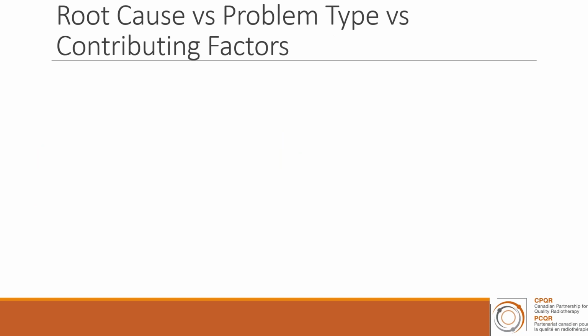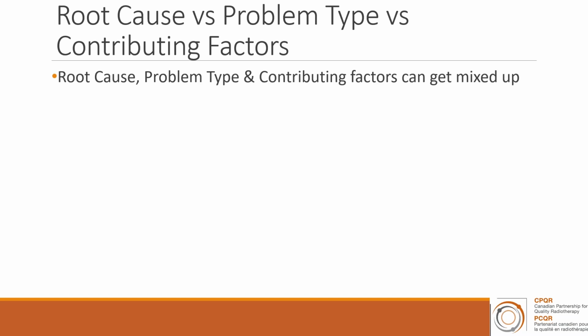So a little bit more about this idea of root cause versus problem type versus contributing factors. Oftentimes these three titles, root cause, problem type, and contributing factors, can get mixed up. And it can cause confusion in your classification, and I think it's one of the main reasons why other is being chosen so often.